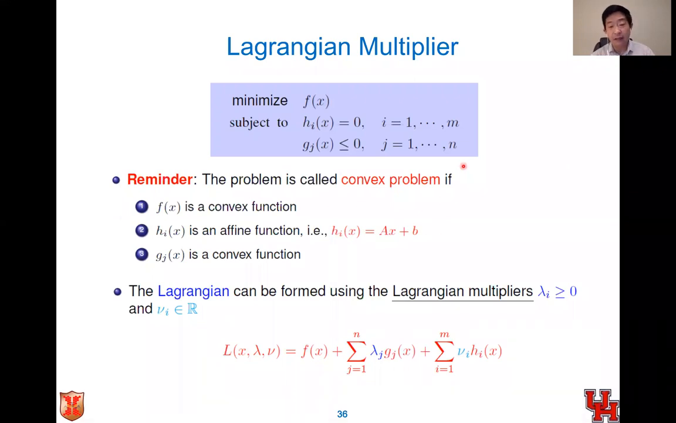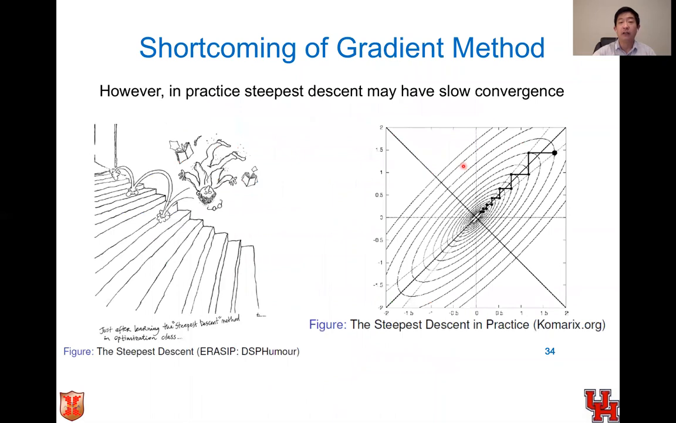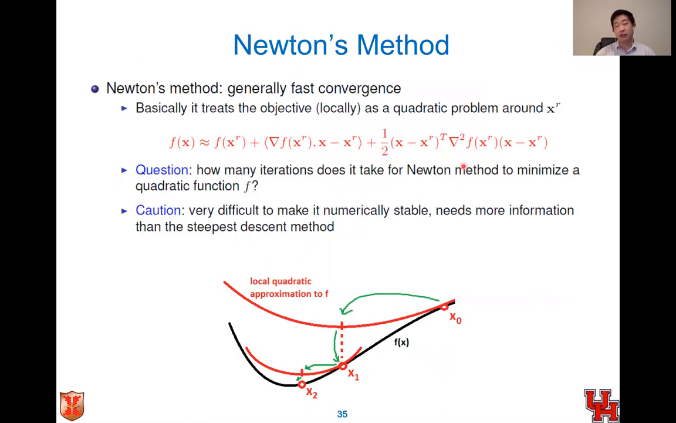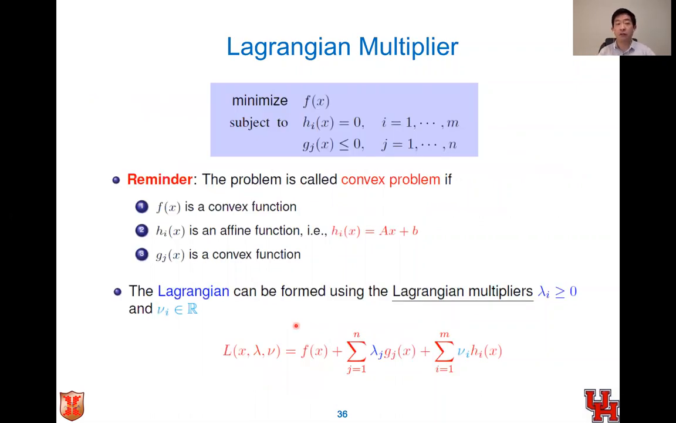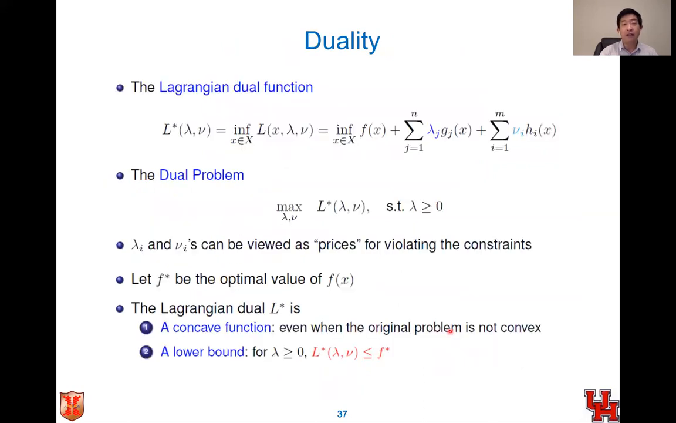So the previous two methods, Newton and gradient descent, are for unconstrained optimization. Starting from any point, I'm trying to converge to the optimal point. But what if you have constraints? Then what do you do? Here we try to use the Lagrange multiplier. Suppose this is a convex optimization problem. What you do is change the original constrained problem into an unconstrained problem by introducing Lagrange multipliers, lambda and gamma. Then, in the Lagrange dual problem, instead of optimizing x, you optimize lambda and nu. So in this case, the dual problem becomes an unconstrained problem.